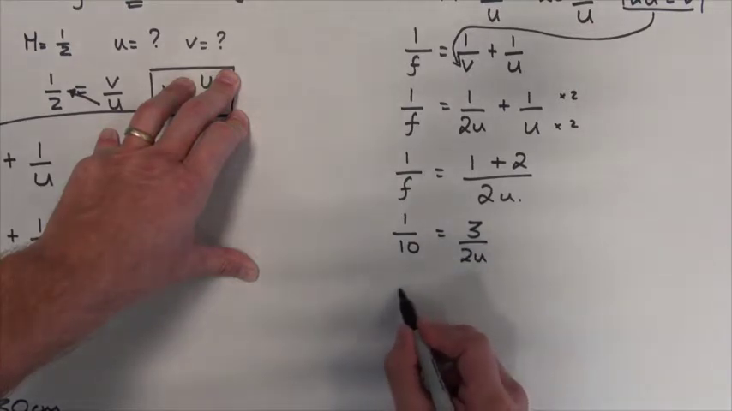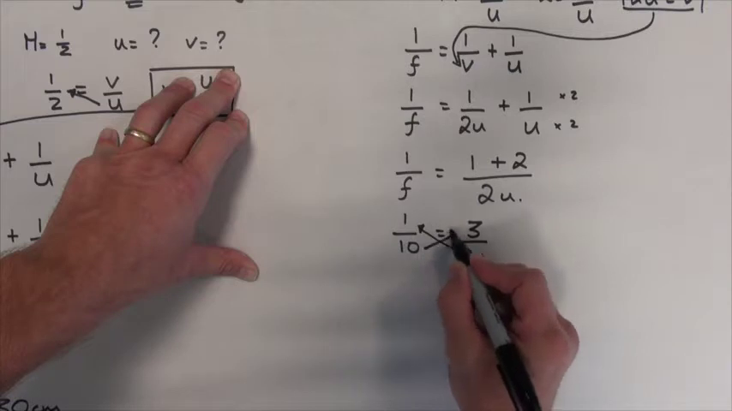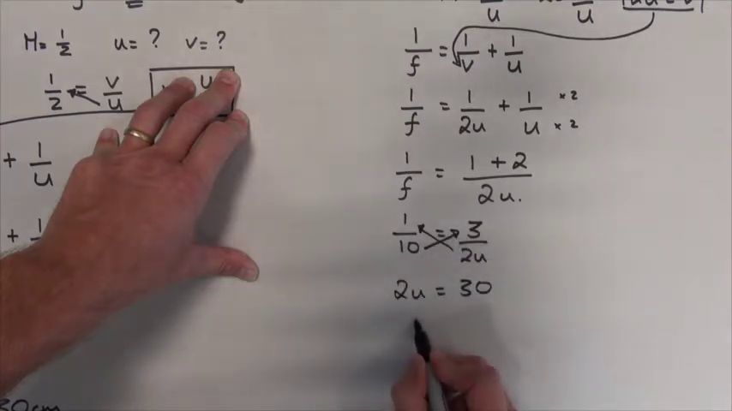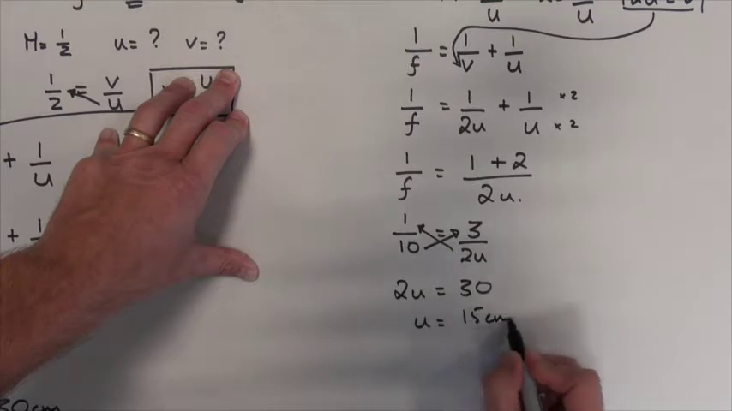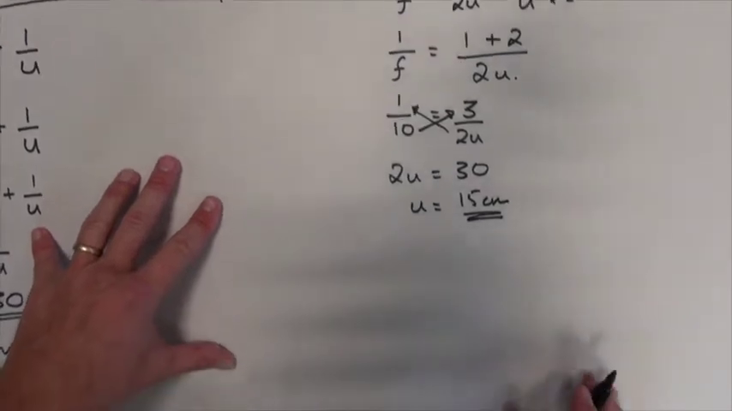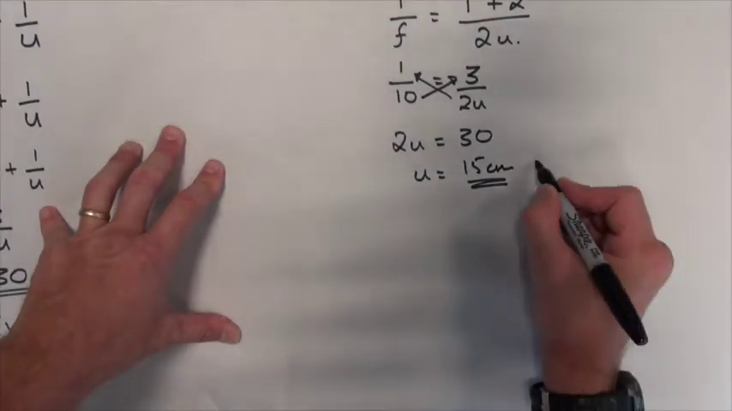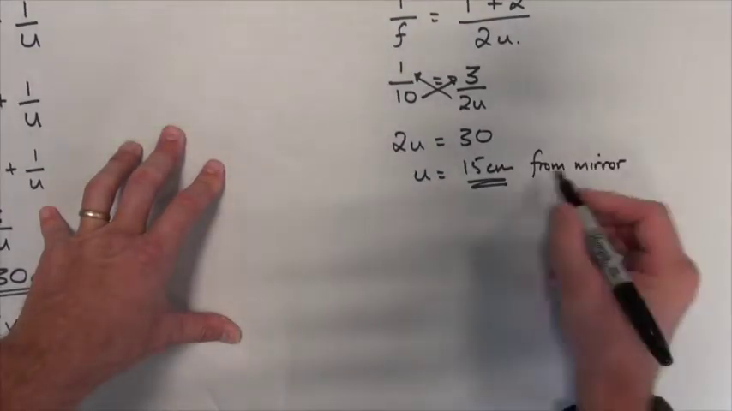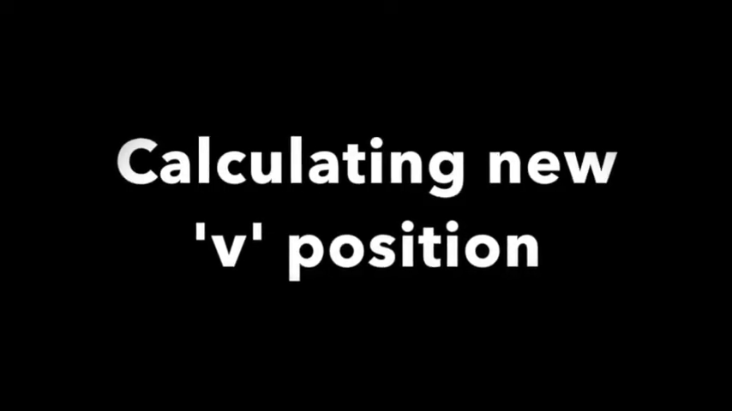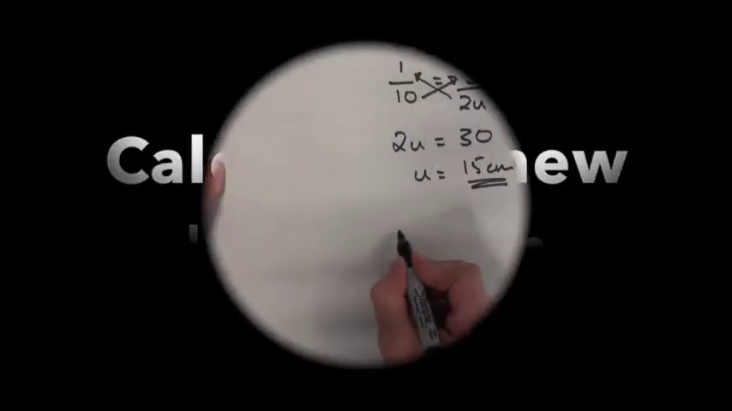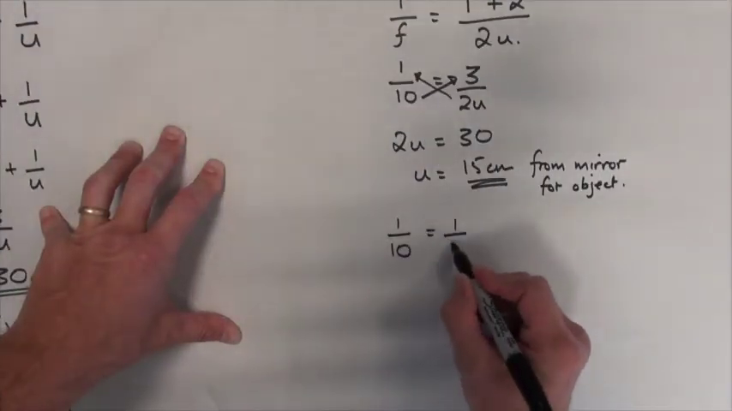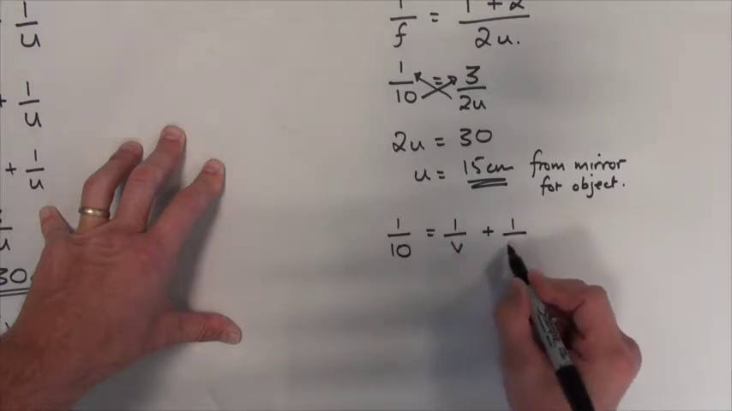Let's cross multiply. So 2u is going to be 3 times 10, which is 30, which means that u comes out at 15 centimeters. So that's 15 centimeters from the mirror the object's got to be placed. Okay, if you remember, that's the opposite of what we had earlier where we were calculating v. Now that we're going to calculate our new v position, I'm going to substitute my value of 15 in for u.